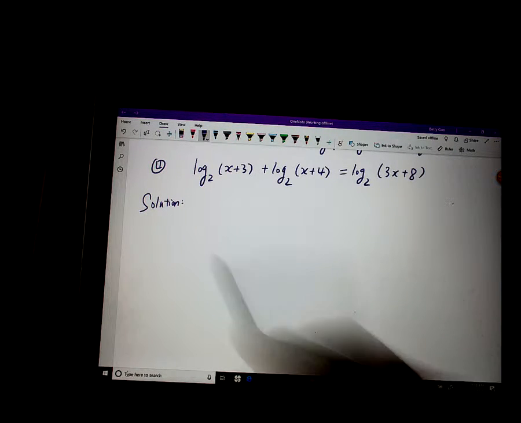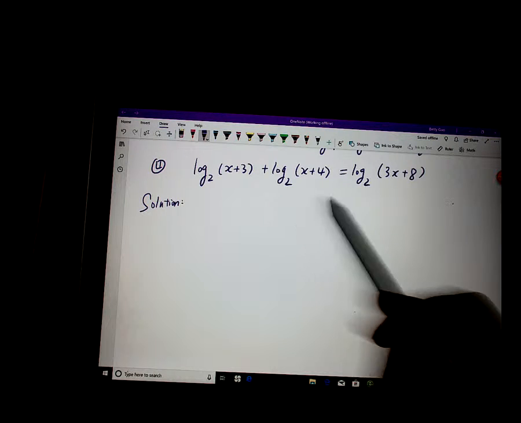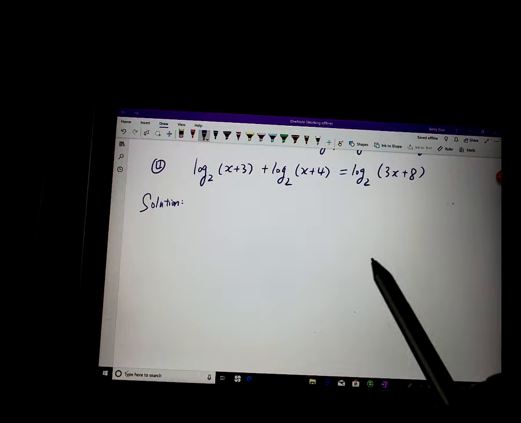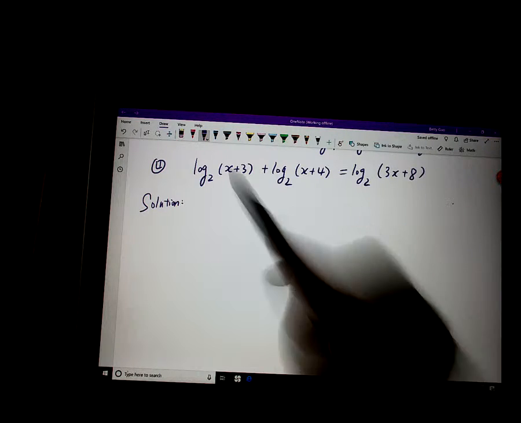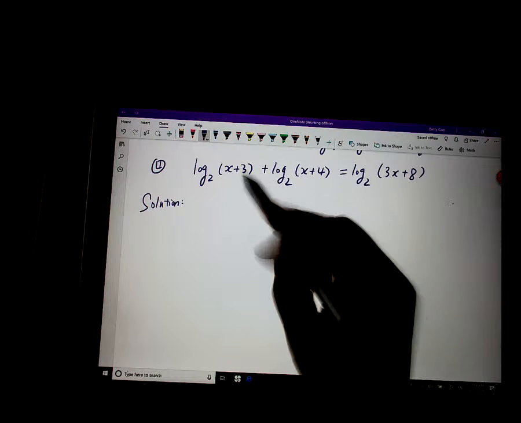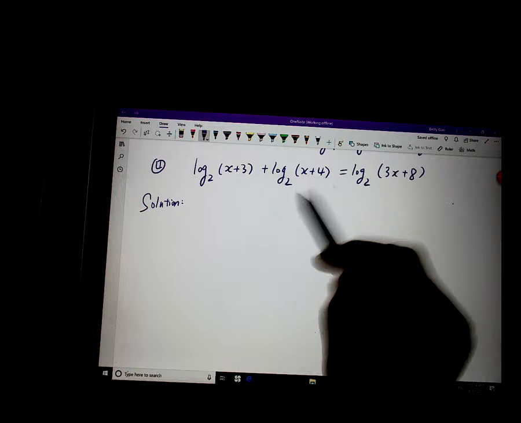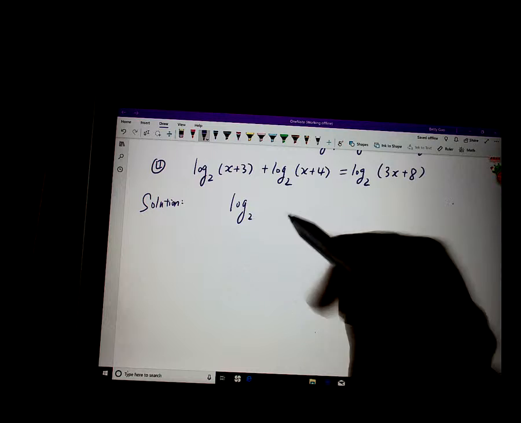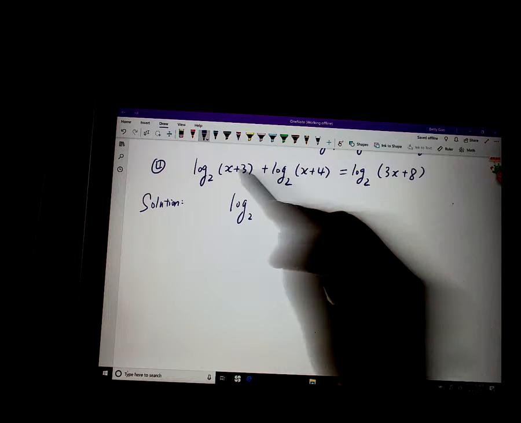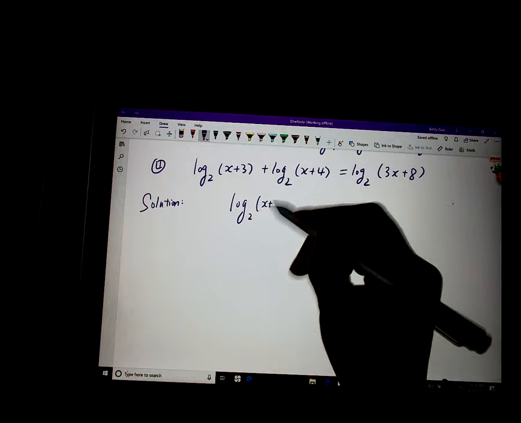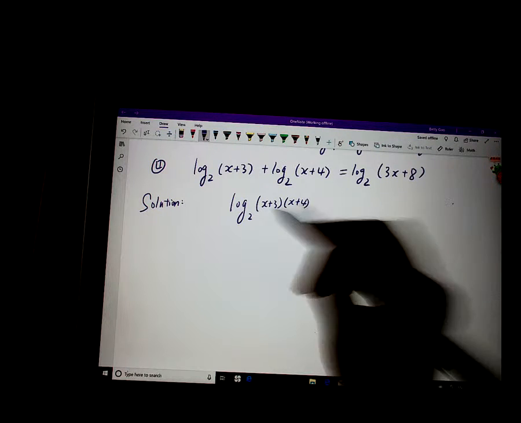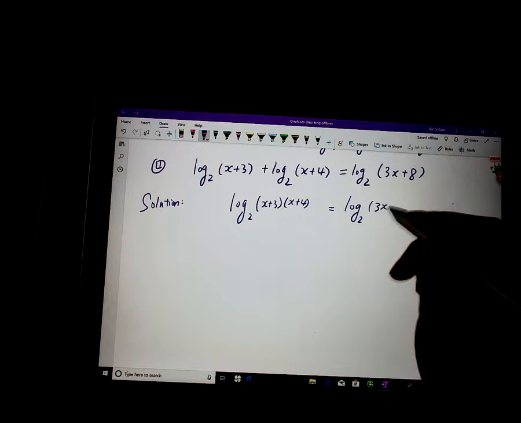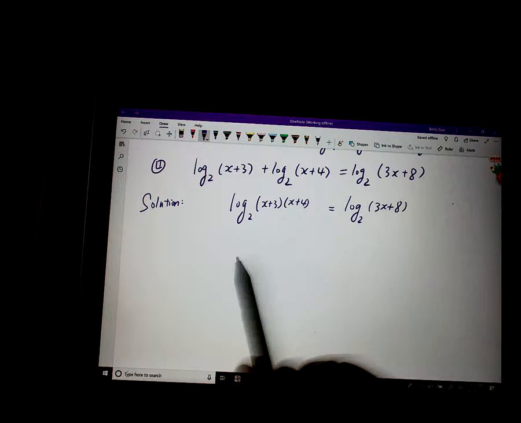All right, I see 3 base-2 logarithms, 2 on the left, 1 on the right, and no other terms. So I would maybe compress the left-hand side because it's so convenient, right? You see the addition of 2 logarithms with base 2. If we apply the product rule, we would have the logarithm with base 2, and then you multiply the 2 antilogarithms together, x plus 3 times x plus 4. You multiply them together, and that equals the logarithm with base 2 of 3x plus 8. All right?